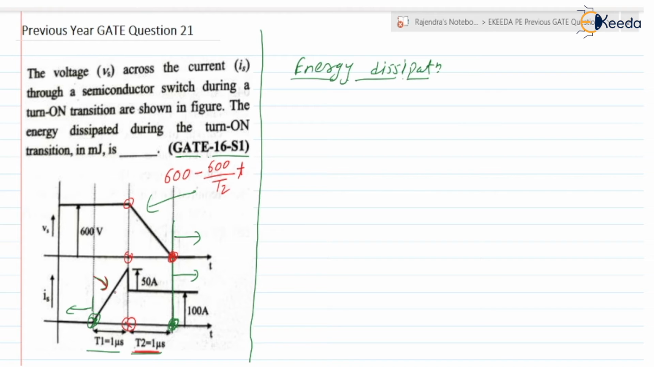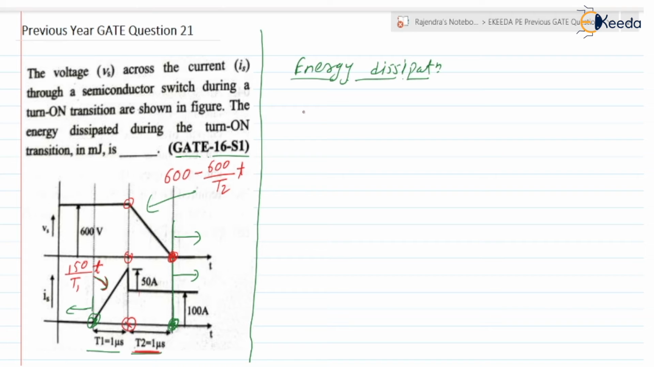Yes, it is linearly increasing, so the slope is positive. The change in the current is from 0 till the full current, which is 100 plus 50, so 150. So you can write it as 150, the change in current, divided by the time t1, into time t. This is the expression for this waveform.